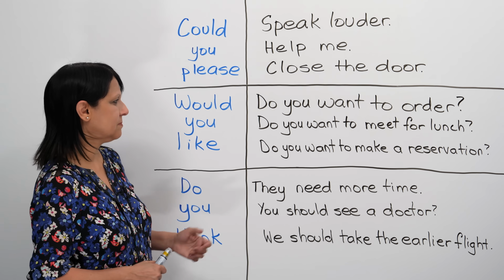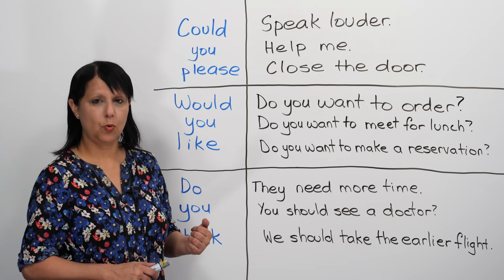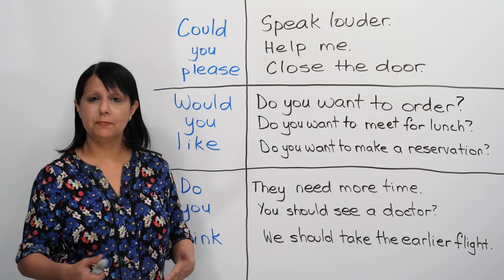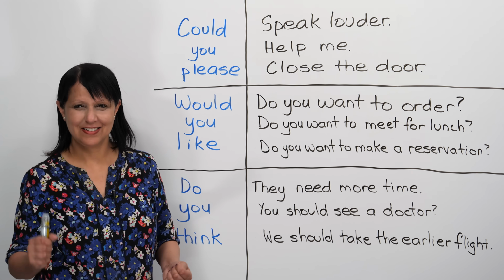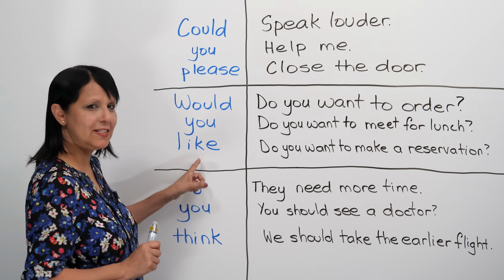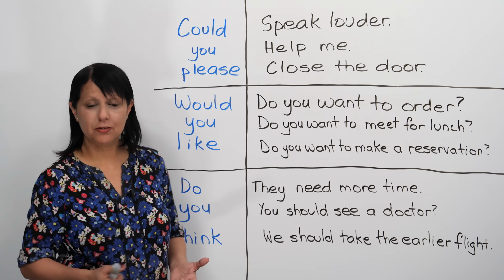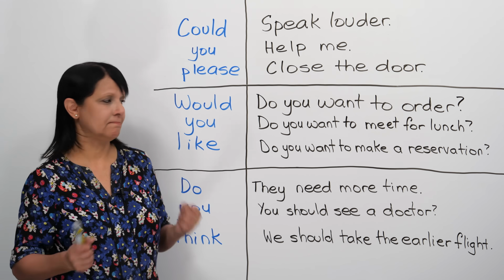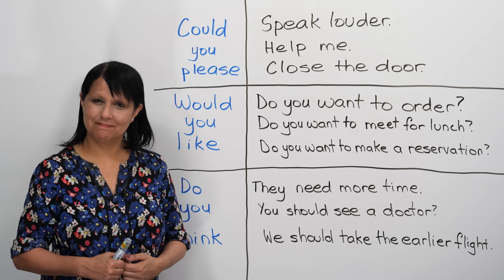Good. Do you want to meet for lunch? Or would you like to meet for lunch? Okay. Good. Only repeat the second one, okay? Only repeat the would you like. Do you want to make a reservation? That becomes, would you like to make a reservation?